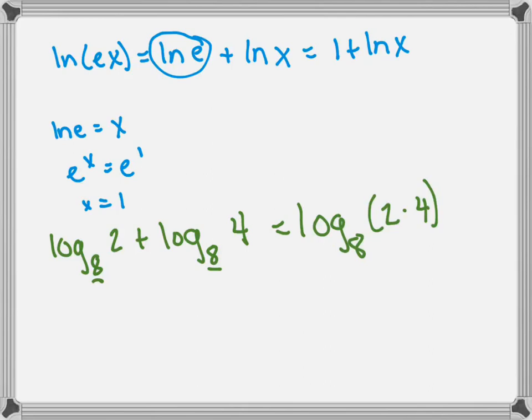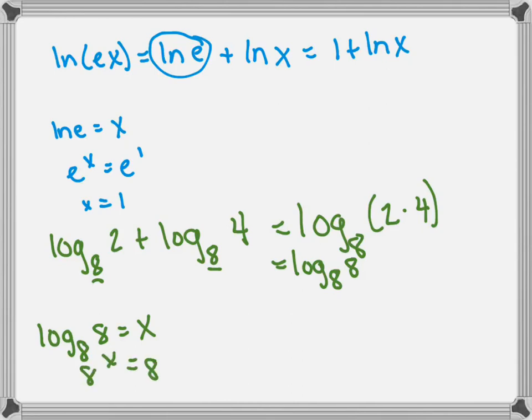So combining it into a single log, we have log base 8 of 2 times 4, which is the same as log base 8 of 8. And we will see if we can simplify that. So log base 8 of 8, we'll set that equal to x. We will rewrite that in exponential form. 8 to the x equals 8 to the 1. Set the exponents equal, x equals 1. So that third example just simplifies to 1.